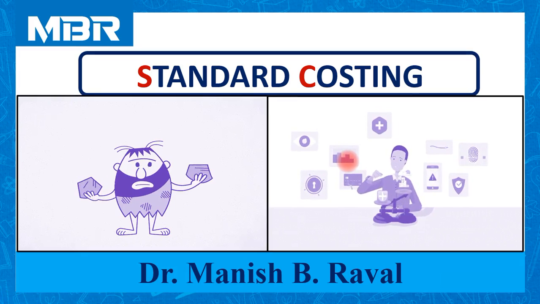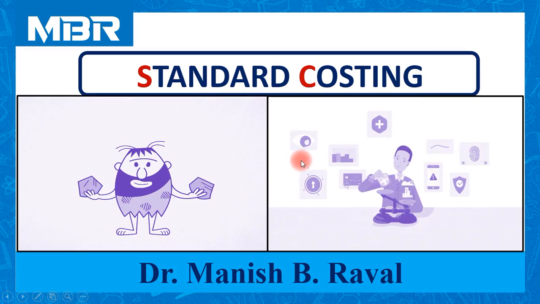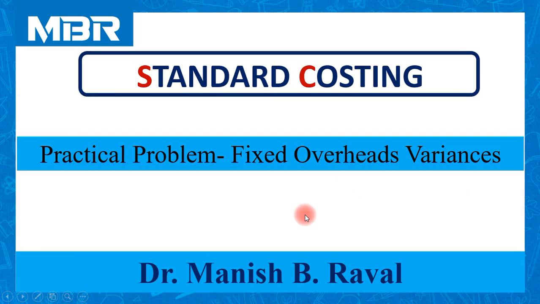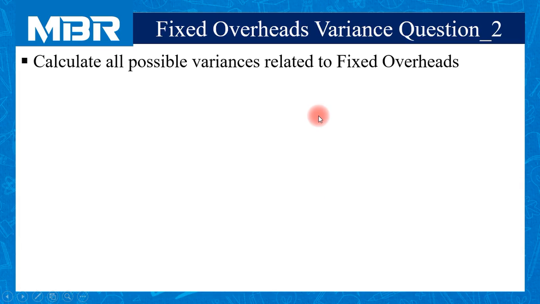In the previous two sessions, I started the discussion on fixed overhead variances. So today I would like to continue in the same area of calculation of variances with the information of idle time that we have not covered in earlier sessions. Let us refer to the question first. Calculate all possible variances related to fixed overheads.